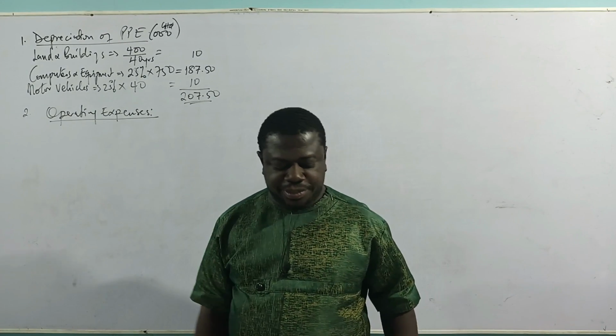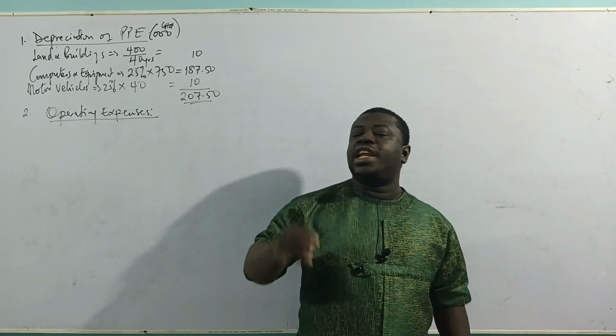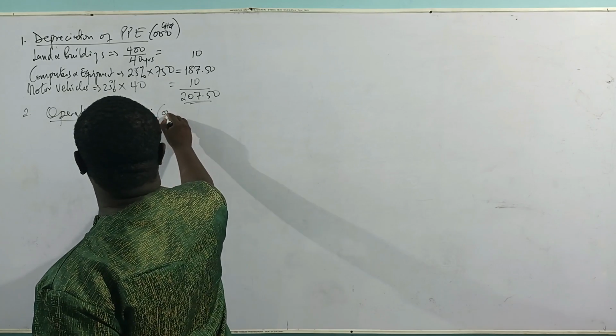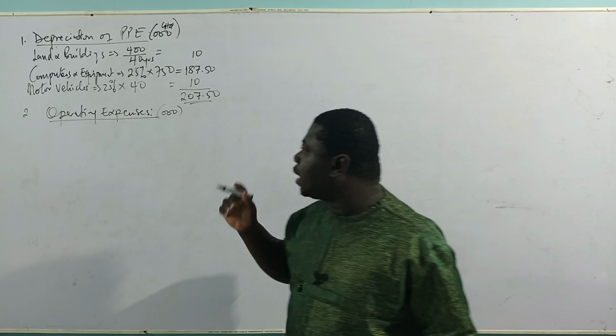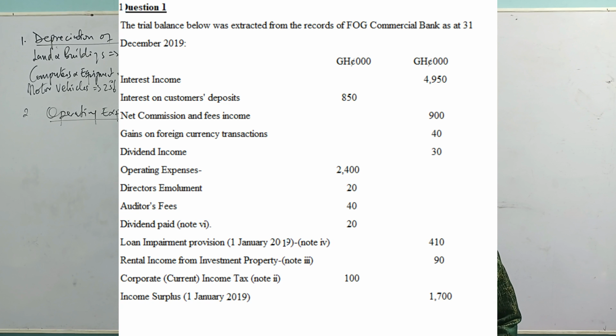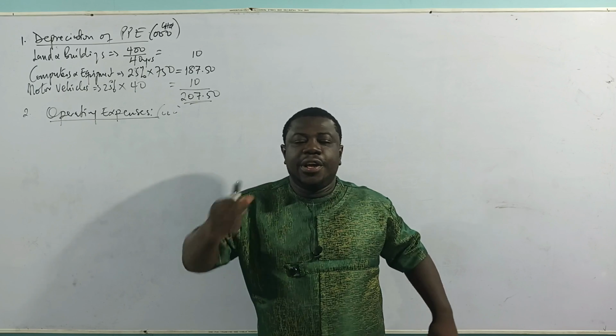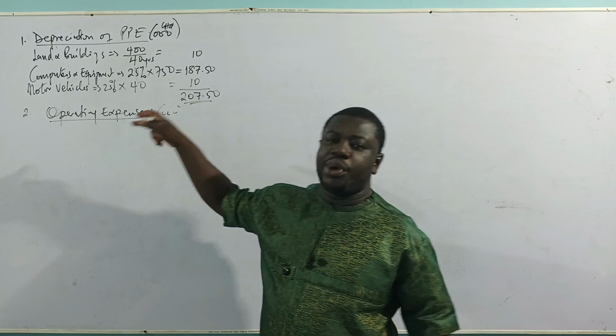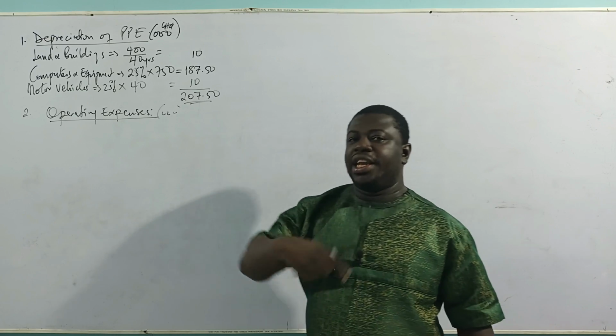So we have our operating expenses. Now, for operating expenses, let me put the 3 zero signs here again and the currency. We were given operating expenses in the trial balance. And then we were also given some others that are also falling into the category of operating expenses. If you go into the trial balance, you will see that operating expenses 2,400, and then there is directors emolument, which is also an operating expense, 20, and then auditors fees of 40, and then we're also going to add the depreciation on PPE. So what we are trying to say is that we will first write the operating expense that is given as per the trial balance, and then we'll add the other ones.